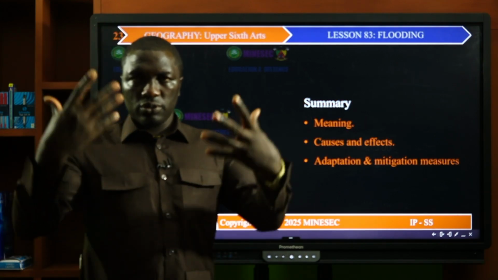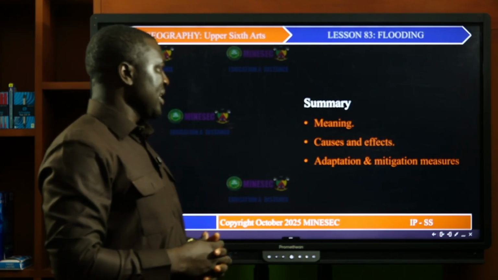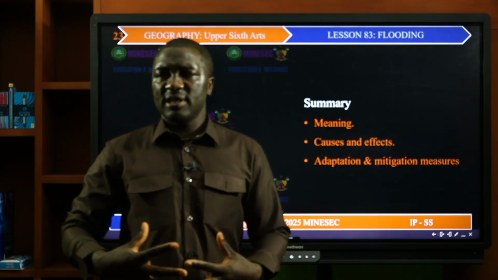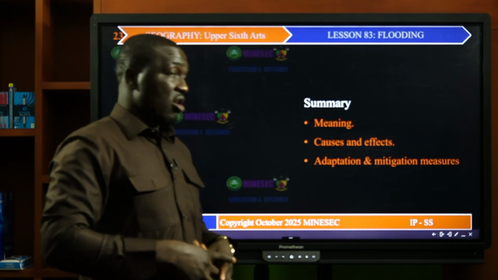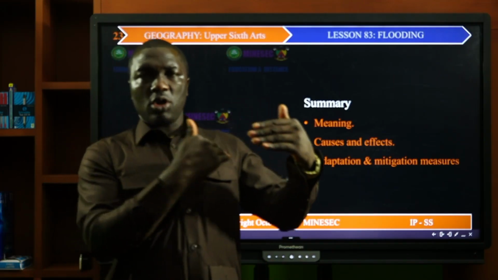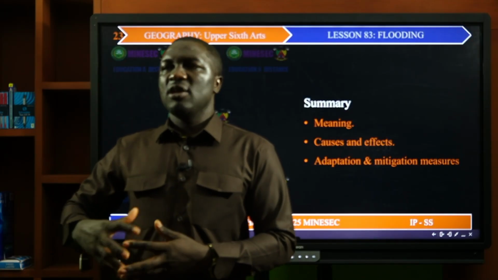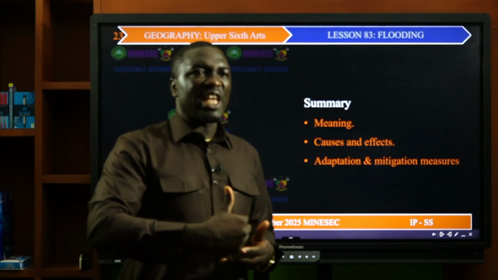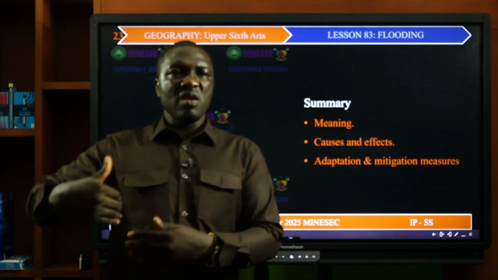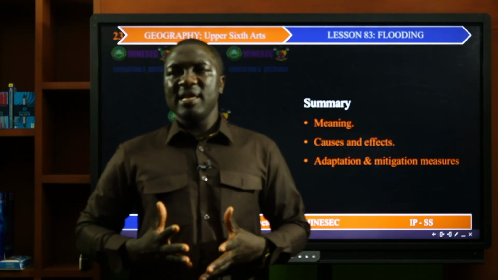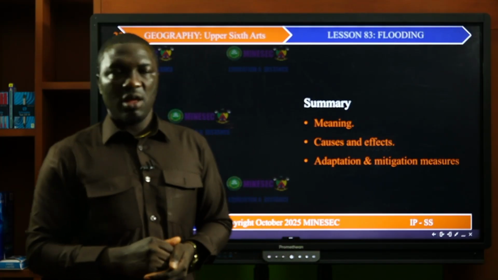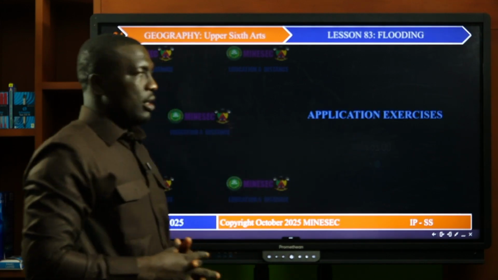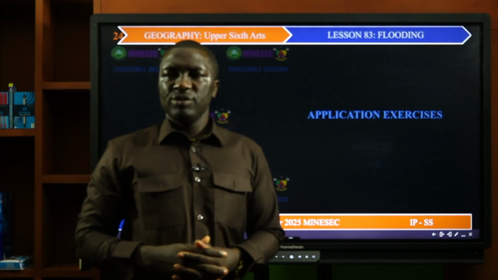We move to the summary of the lesson, where we have seen the meaning of floods. We've seen the different types of floods. We've examined the causes and the effects of floods. We have seen measures to reduce the effects and impact of flood. We have seen measures to adapt and live with the effects of floods. Now we move over to application exercises.